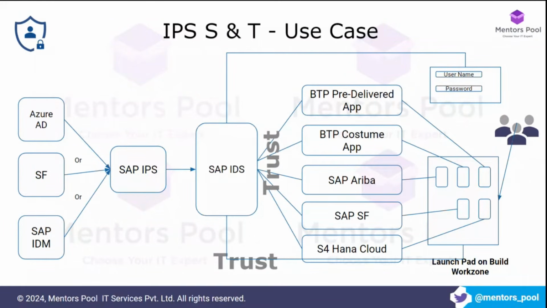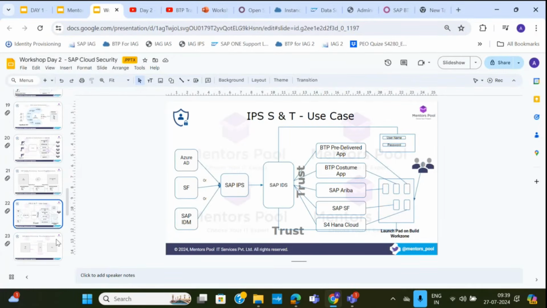Okay, suppose I had a work zone with a three system landscape, and similarly I had an Ariba also with a three system landscape. So are you going to use only one IAS for both the work zone system and the Ariba system, or are you going to have a separate IAS for the work zone and a separate IAS for Ariba? Okay, let me draw a diagram.